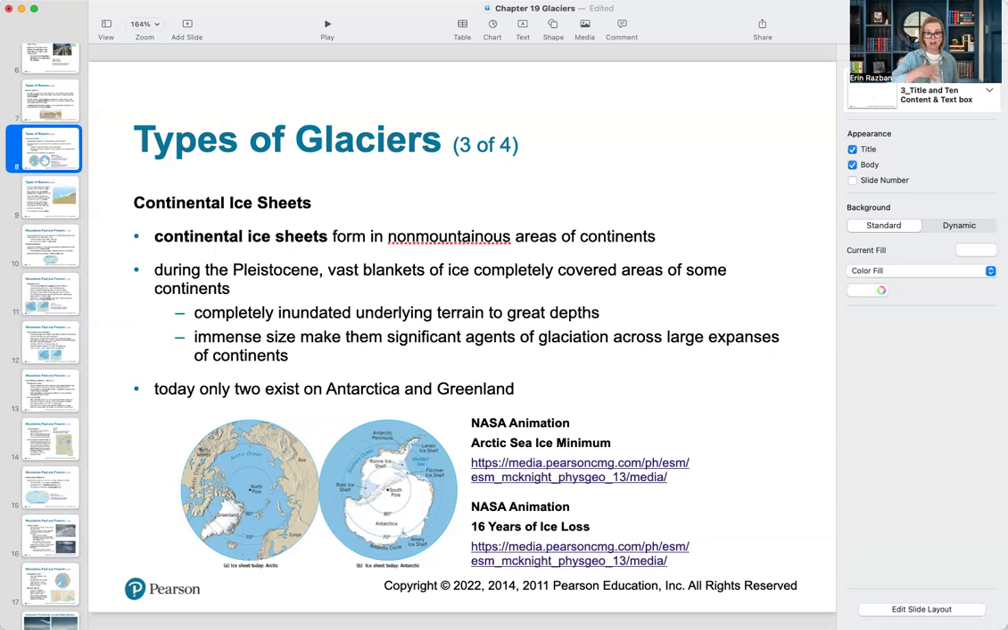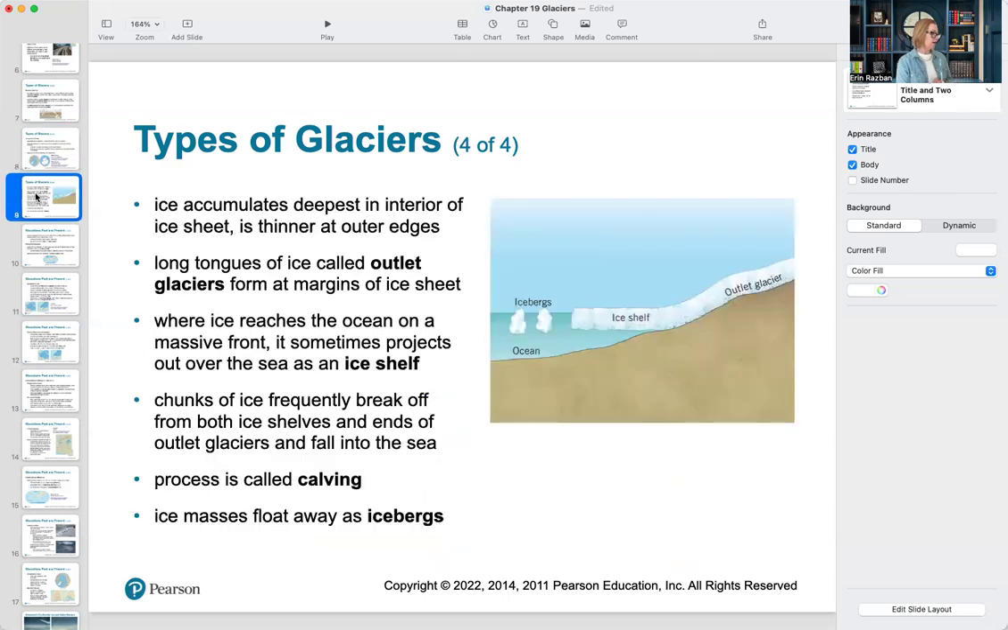The next type of glacier is the continental ice sheet. We're going to scale this up dramatically from the mountain glaciers. Continental ice sheets are immense blankets of ice that completely inundate the underlying terrain to depths of hundreds or thousands of feet. Unlike mountain glaciers, they form in non-mountainous areas of the continents. Today we only have two true ice sheets, one covering about 80% of Greenland and the other covering Antarctica. During the last ice age, similar ice sheets covered much of North America and Northern Europe, but they have retreated.